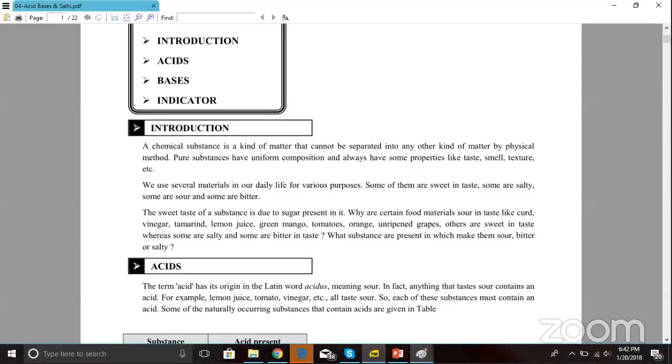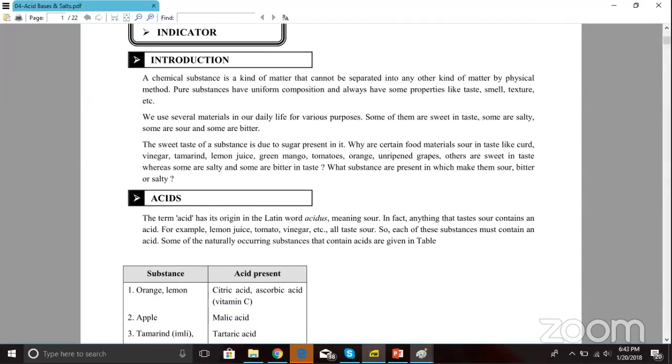Some tastes are sweet and some are bitter. The sweet taste is due to the presence of sugar in it, and the sour taste is something like curd, vinegar, tamarind, lemon juice, and all. We can find the sour taste in these, and the others are sweet. The bitter taste is, for example, soap. Suppose you are taking a bath and that soap goes into our mouth, so we feel a bitter taste. So these are all the different types of taste we know.